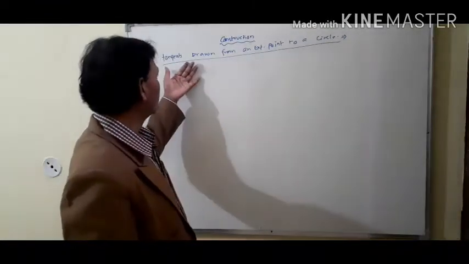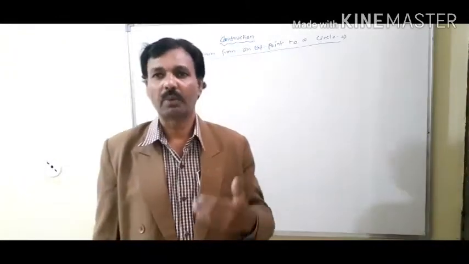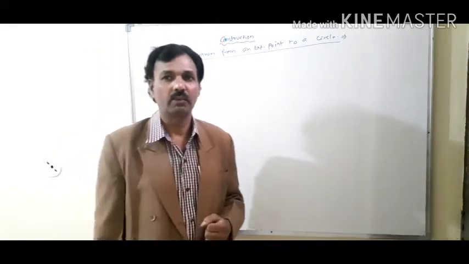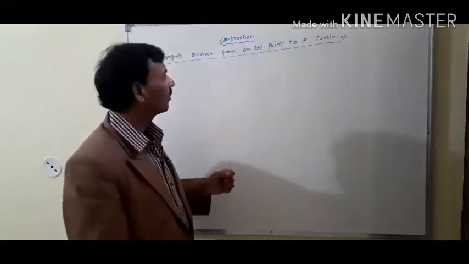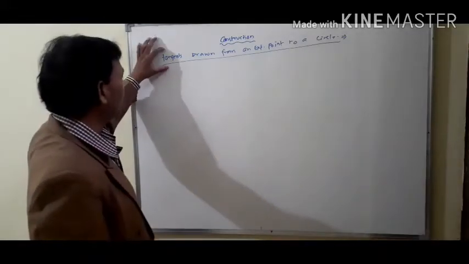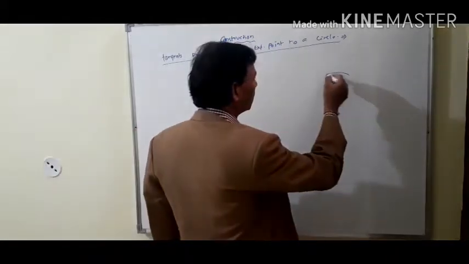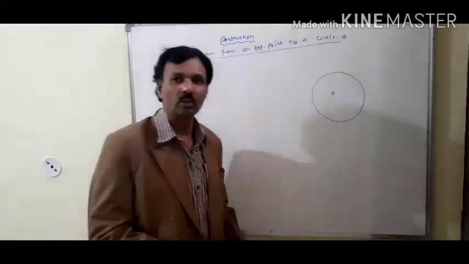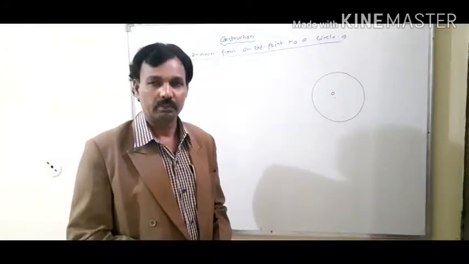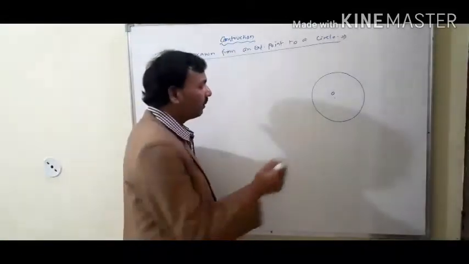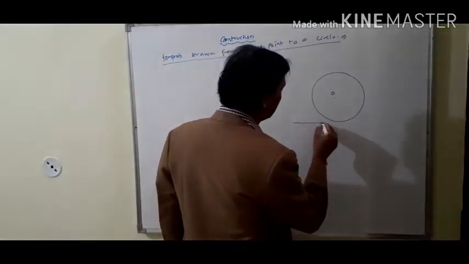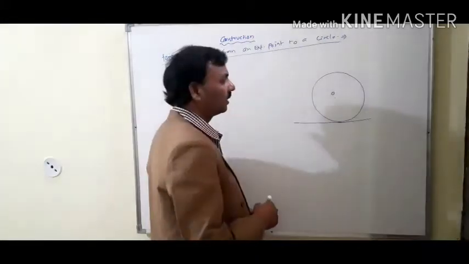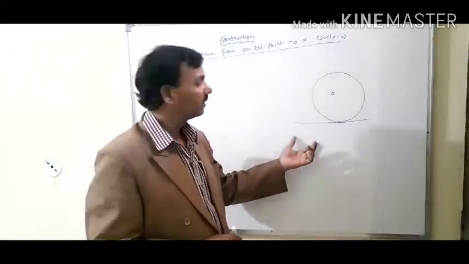Now first we try to understand what a tangent is, what the property of a tangent is, and how many tangents can be drawn from an external point to the given circle. What is a tangent? Suppose this is a circle and this is the center of the circle. These topics were already explained in chapter 10, the circle chapter. If a line touches the circle at one and only one point, then that line is known as a tangent of the circle.